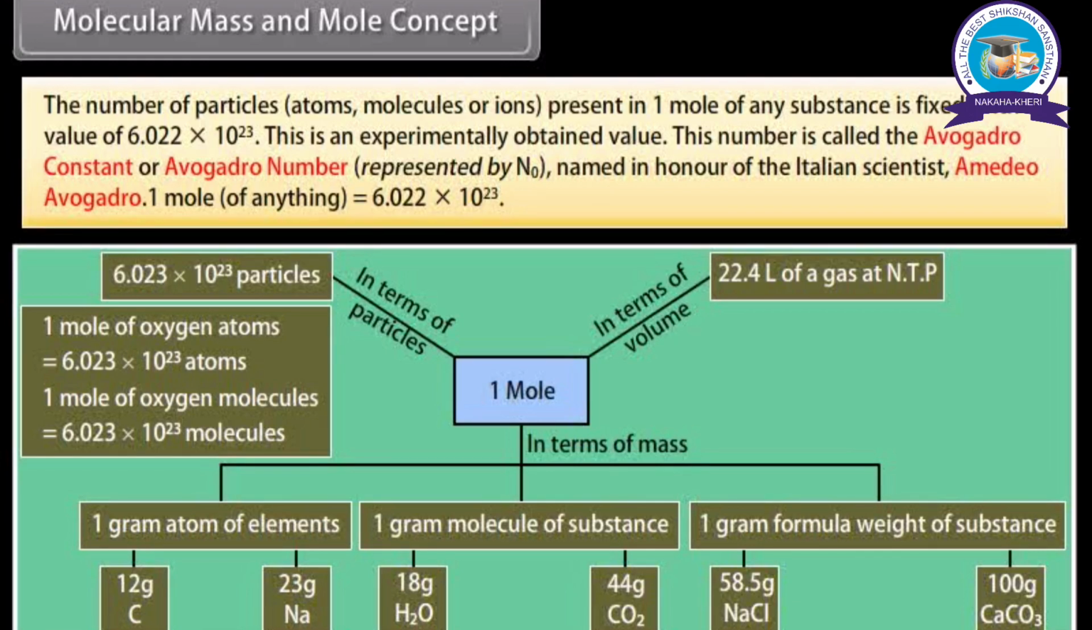a value of 6.022 into 10 raised to the power 23. This is an experimentally obtained value. This number is called the Avogadro constant or Avogadro number, represented by N0, named in honor of the Italian scientist Amedeo Avogadro. 1 mole of anything is equal to 6.022 into 10 raised to the power 23.